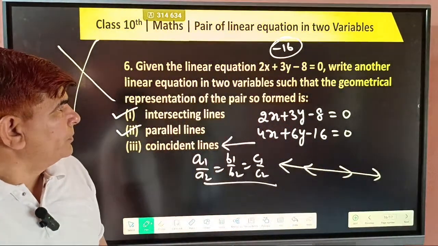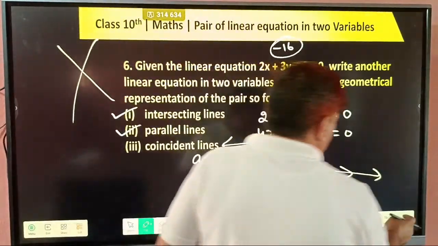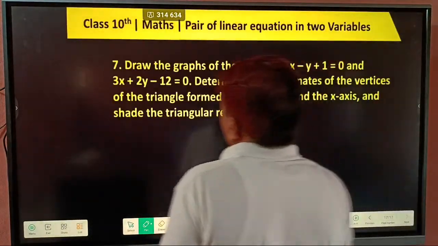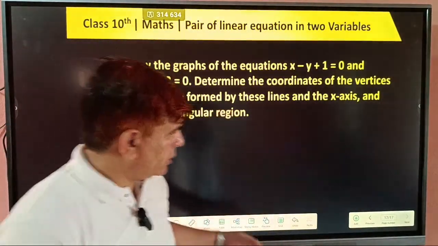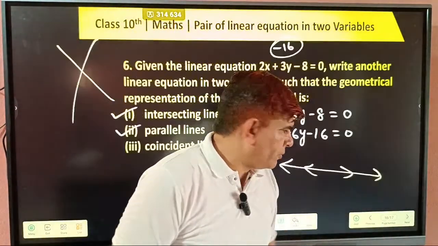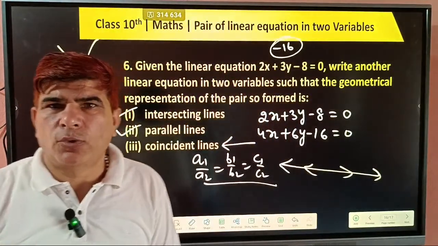Yes or no? Then the next question is related to graphs, so we will solve this tomorrow. It is the last question of this exercise. Till here you can do.